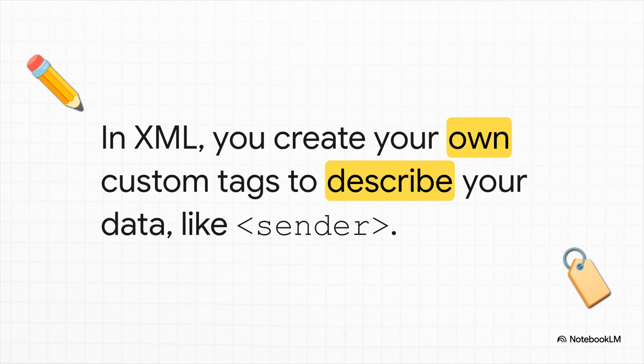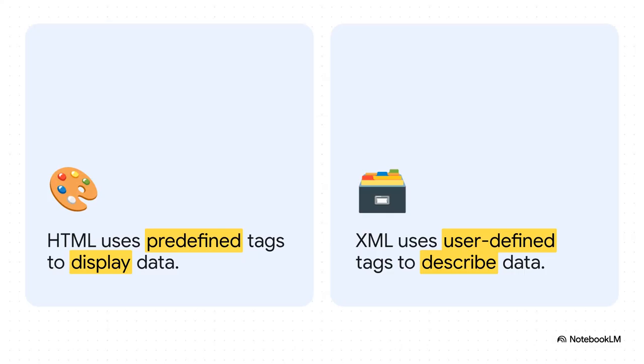You, the person writing the code, get to invent your own tags to describe your data. There's no built-in tag called sender. You make it up because it clearly and meaningfully labels that piece of data, the explainer. So let's just put them head to head, because this is the core of it all.